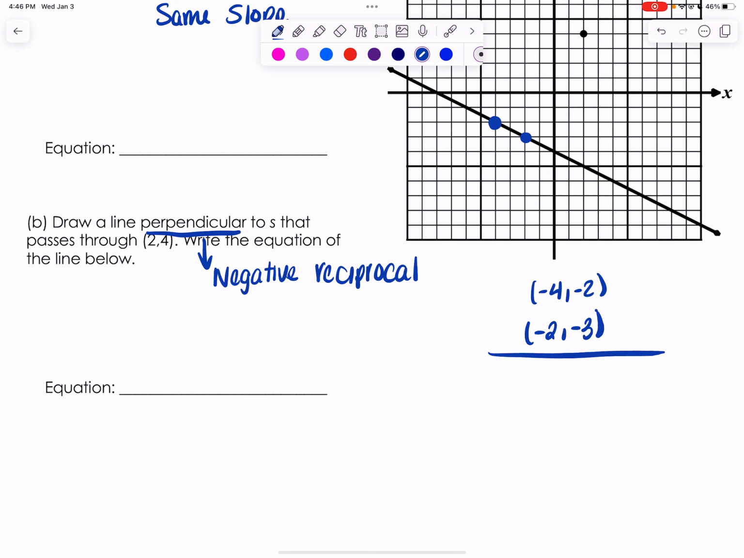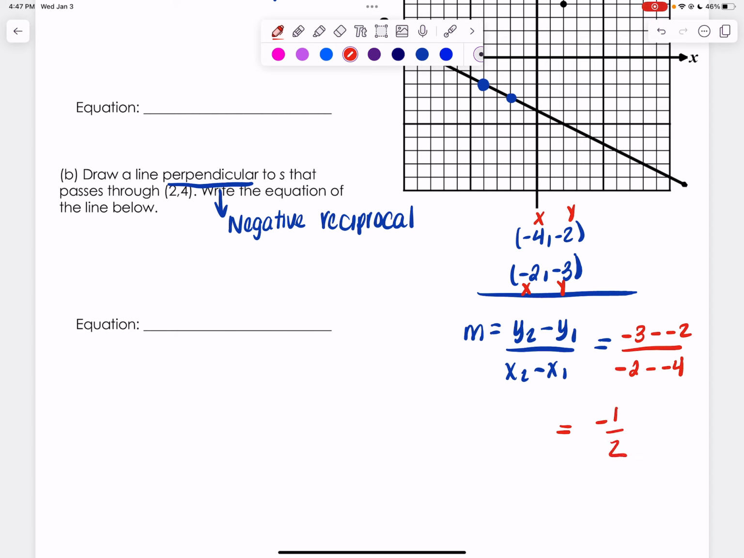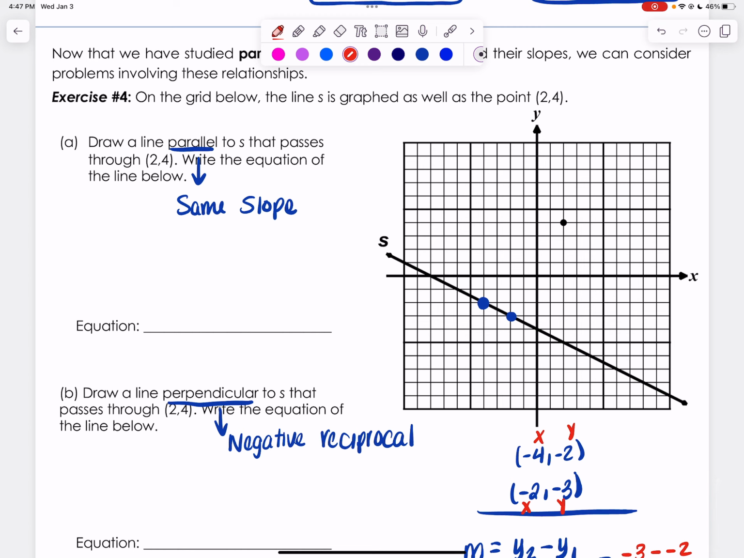Now, if I want, I can plug that into my slope formula. So slope is equal to y2 minus y1 over x2 minus x1. And now we're going to identify our x values and our y values, and now we're going to plug them in. So I have negative 3 minus a negative 2 over negative 2 minus a negative 4. Now when I type that into my calculator, I should just get negative 1 over 2 as my slope. So my slope of S is negative 1/2.